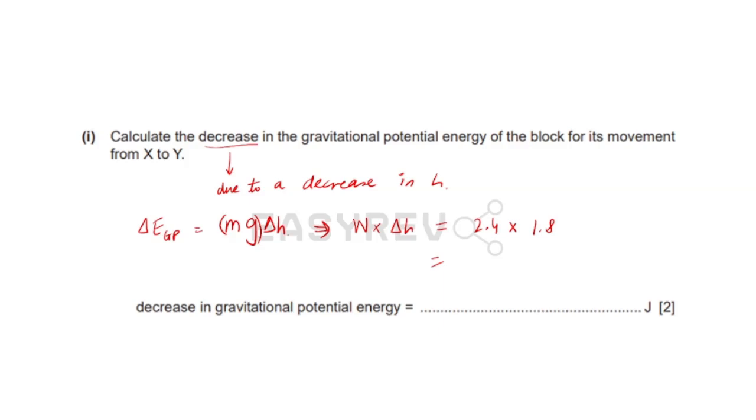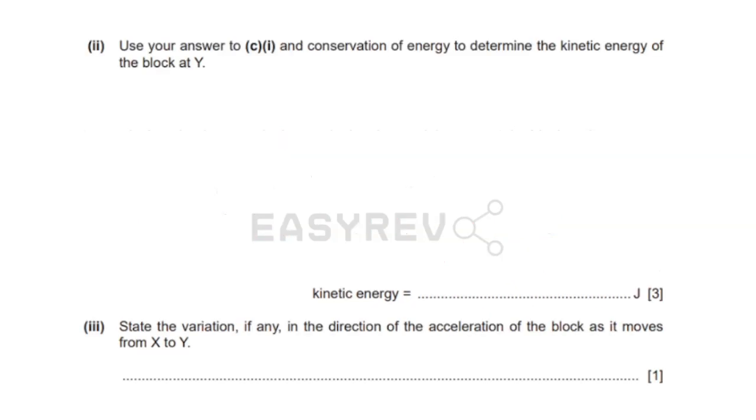You should basically get times 1.8 and you should get 4.32 joules. Now you could either leave it like this or it's better to round this off to 2 significant figures, in which case you get 4.3 joules, right? So that's your decrease in gravitational potential energy. Now let's go to the next part.